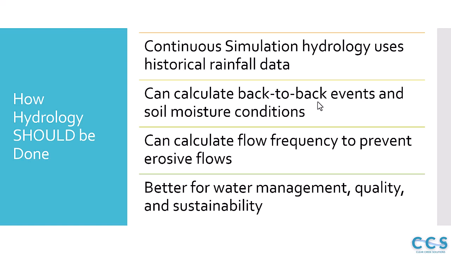Well, continuous simulation hydrology uses historical rainfall data that has occurred in that region. So we can calculate back-to-back storm events and the soil moisture conditions that will occur from that project site, and then we can calculate the flow frequency to prevent erosive flows and allow the modeling of mitigation facilities such as detention ponds or LID facilities to account for these erosive flows and prevent them and protect our streams and our wildlife in those streams. And this is better for water management, the quality of the water, and the sustainability.